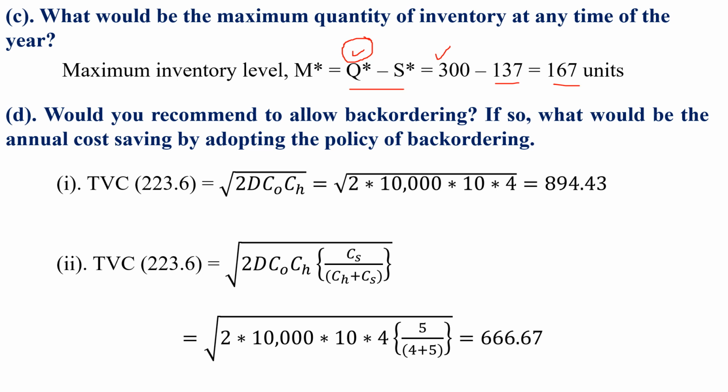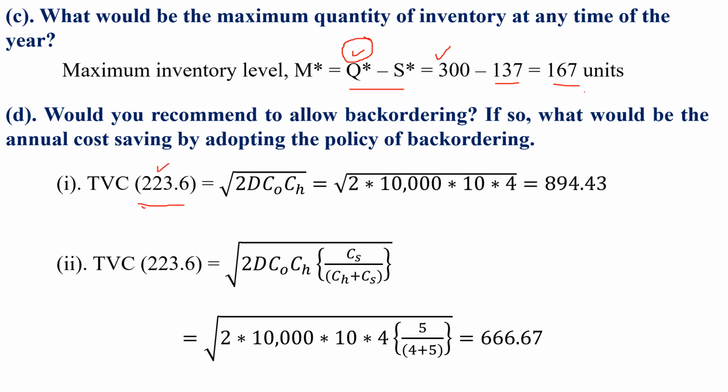Next, the last one is: would you recommend allowing the back ordering? For this we have to compare the total variable cost with shortage and without shortage. First we have to see the total variable cost when shortage is not allowed. So total variable cost at the Q star without shortage, we know the Q star value is 223.6 quantity.